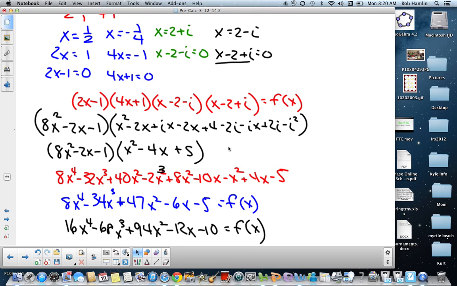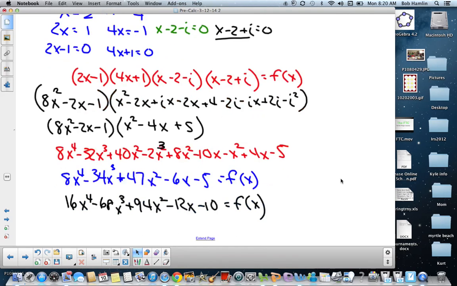Put your imaginary parts together. And as you're working through, you get a result of 16x to the fourth minus 68x cubed plus 94x squared minus 12x minus 10 as what my function looks like.